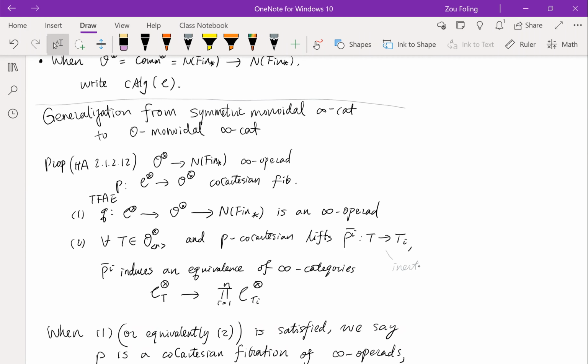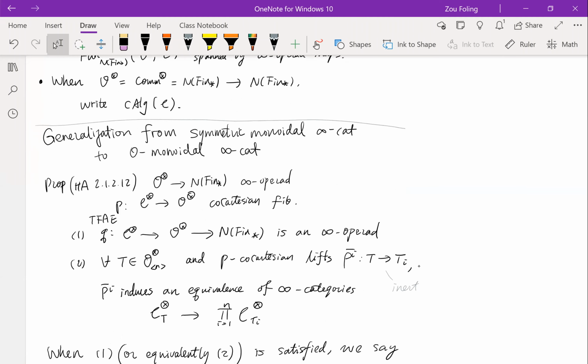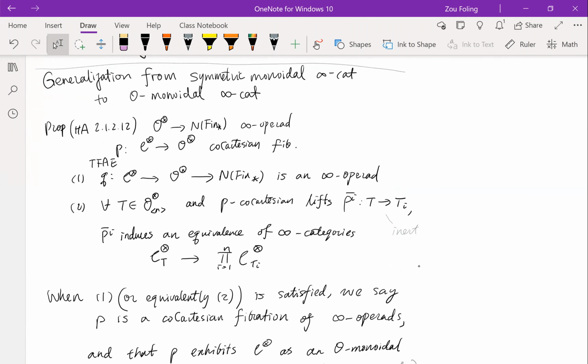Right. And now I'm going to generalize from symmetric monoidal infinity categories to O-monoidal infinity categories. When we talked about algebra objects, we were looking at maps from O⊗ to C⊗. And now I'm going to do the opposite. I'm going to consider C⊗ over O⊗. This is a proposition, and you can check the proof in Higher Algebra 2.1.2.12. It says that if I have an infinity operad O⊗ and a coCartesian fibration C⊗ over O⊗, then the following are equivalent. Number one, the composition is an infinity operad.